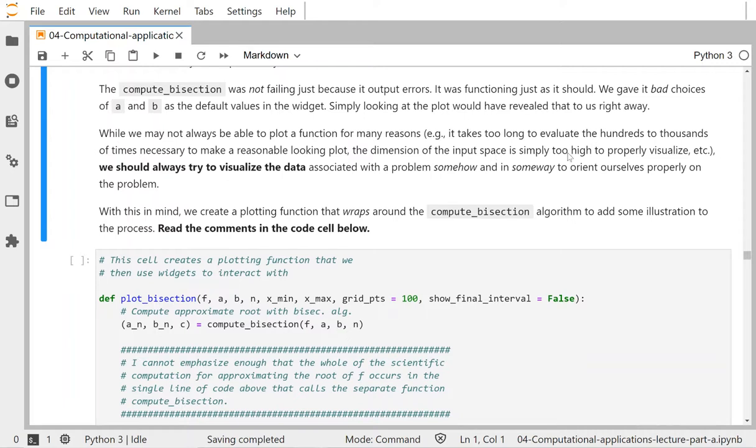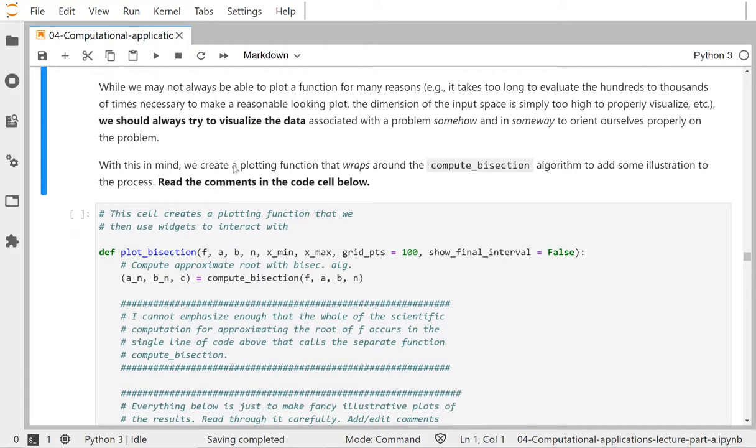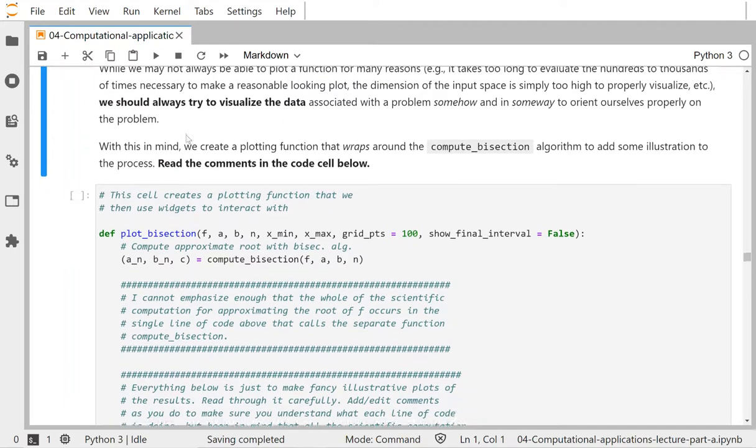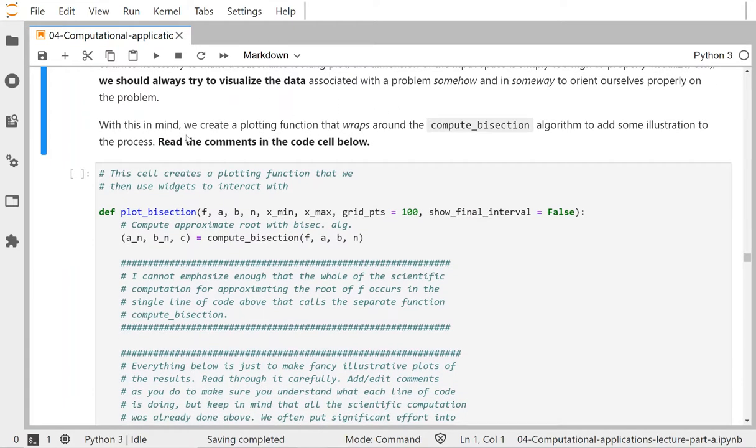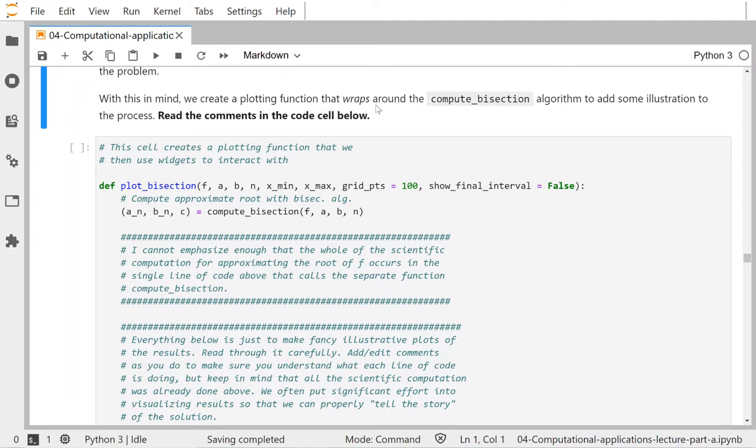It might take way too long to evaluate the hundreds to thousands of times necessary to make a reasonable looking plot. The dimension of the space might be too high and so on. But we should always try to visualize the data somehow, in some way, to orient ourselves properly on the problem. That is so important in both computational and data science. We always want to try to get a handle on our data, and we often do that with some form of visualization. So with this in mind, we will create a plotting function that wraps around the compute bisection algorithm to add some illustration to the process.